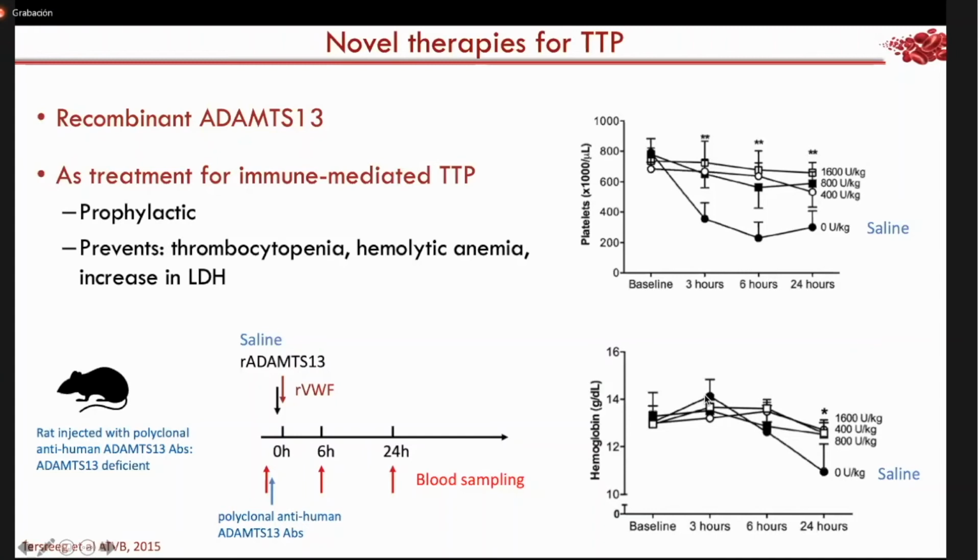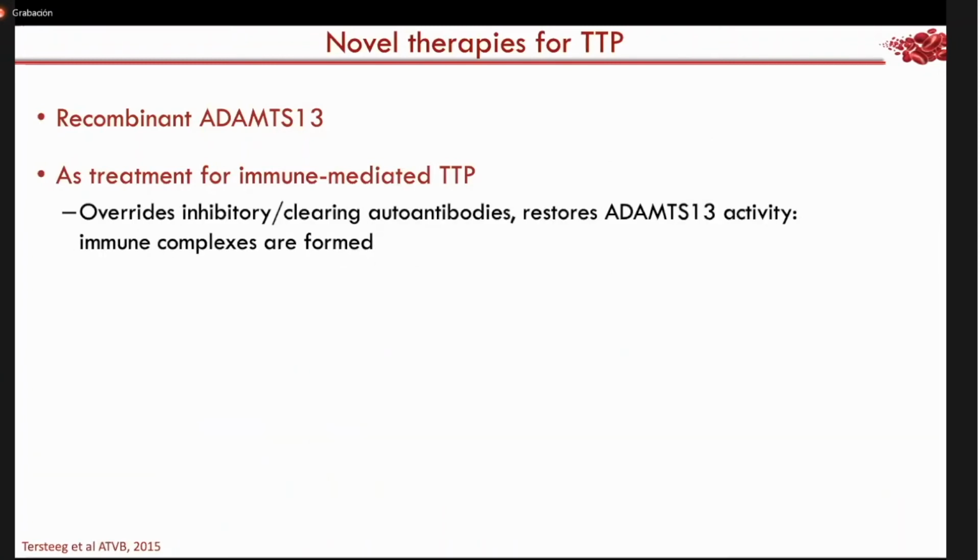And also, if you inject saline and have TTP, you have a reduction in hemoglobin, but the highest level of recombinant ADAMTS13 injected in the rats prevented the hemolytic anemia. So this means that the amount of recombinant ADAMTS13 you inject actually overrides the large amount of inhibitory, clearing autoantibodies that are present in these rats.